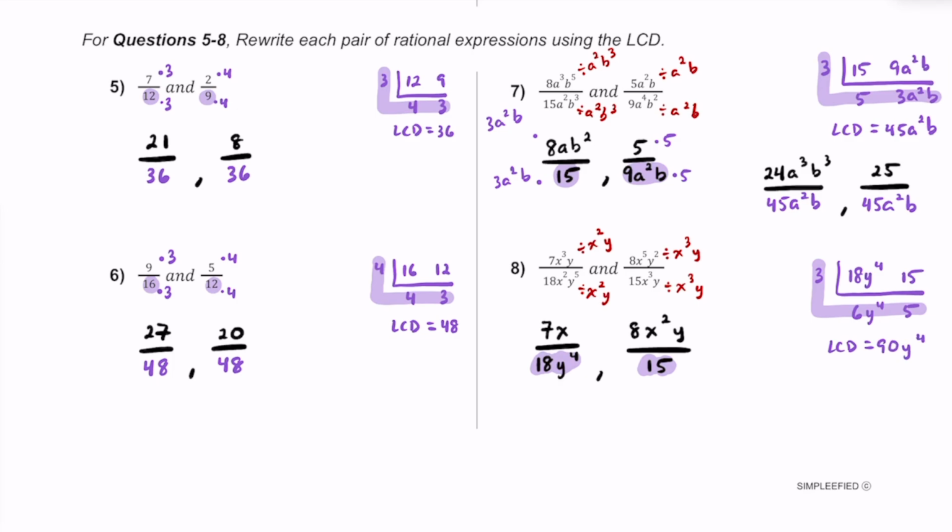Okay, so how are we going to get there? We're going to take this 18y to the 4th power, multiply it by 5, right? So we can go ahead and write it's going to be times 5 times 5, okay?